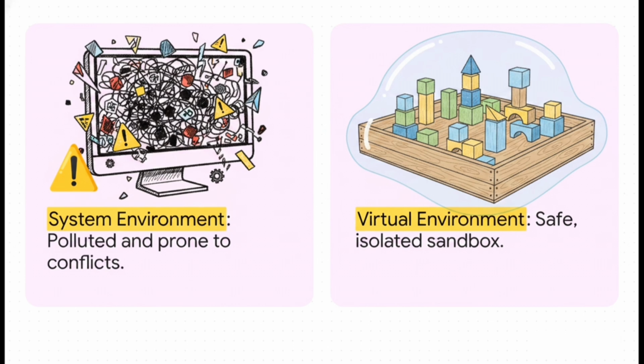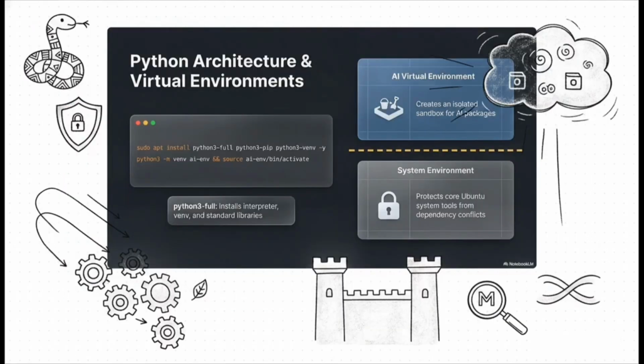An AI virtual environment basically creates an isolated sandbox. What happens in the sandbox stays in the sandbox. And the best part, it is incredibly simple to use Python's native venv module to protect your core system from those nasty package conflicts. Once you install the standard Python 3 packages, you just generate your environment and activate it.